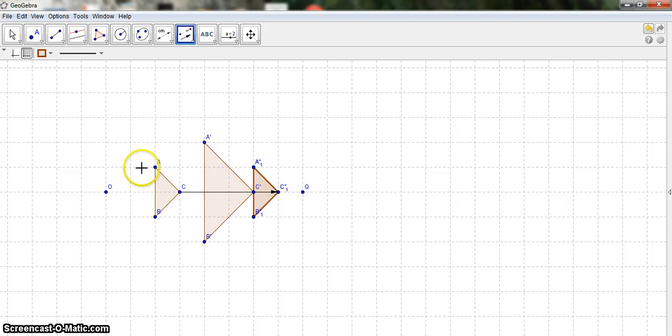And we can tell it's the same size because if we measured sides, we'd get 2, 1.41, 1.41. Here we have 2, 1.41, and 1.41.